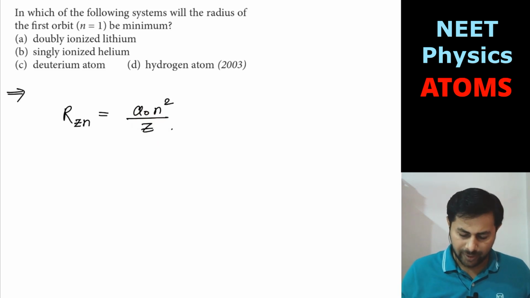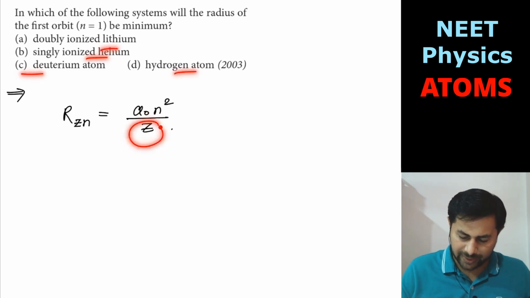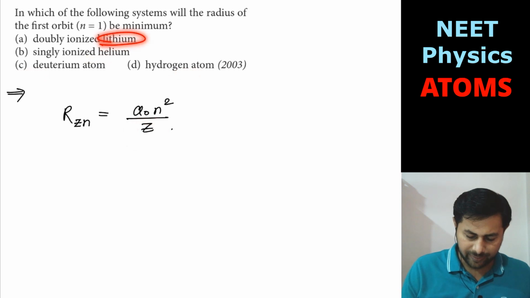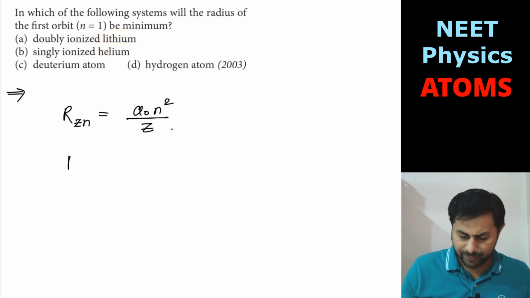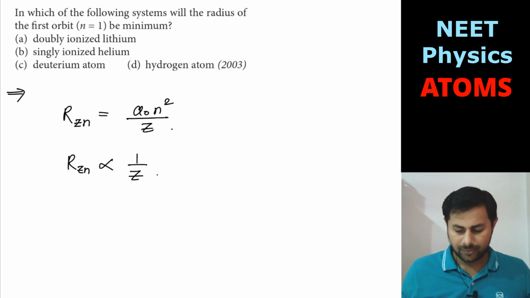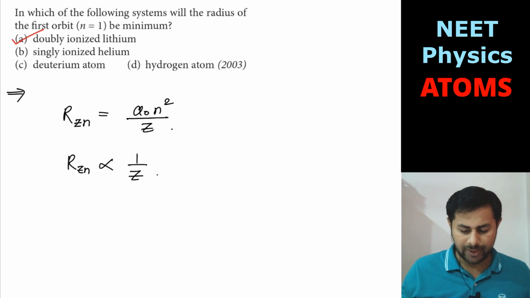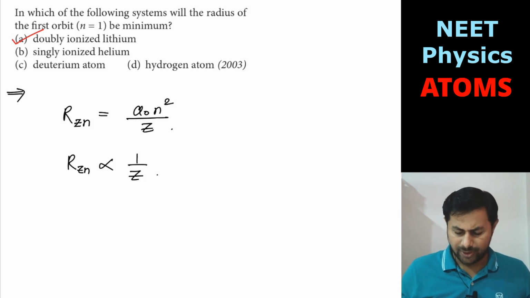So out of these, which one has the highest atomic number? Lithium, right? What's the atomic number of lithium? 3. Alright. So then the answer would be doubly ionized lithium. This is clear? Yes, no? Okay, good.